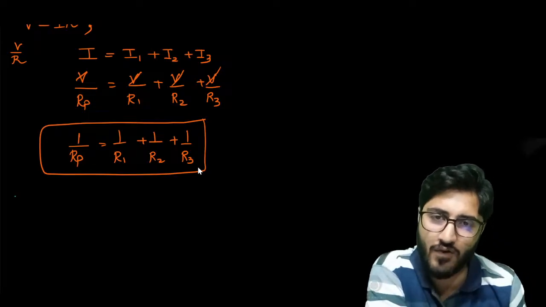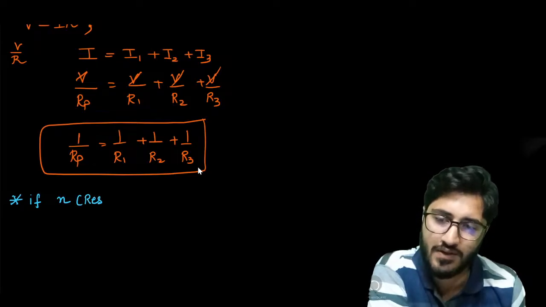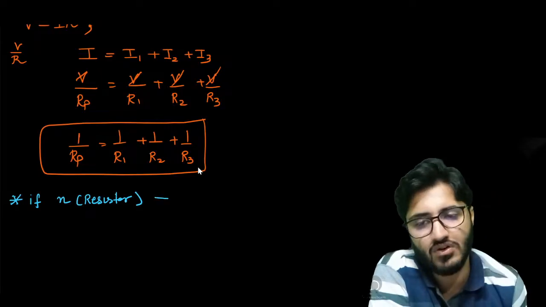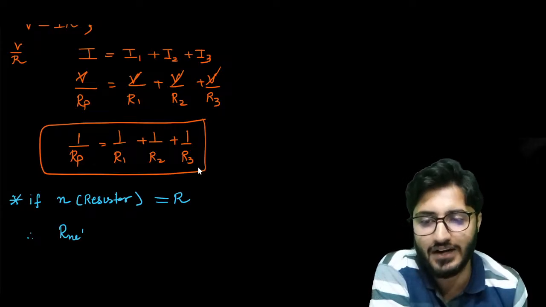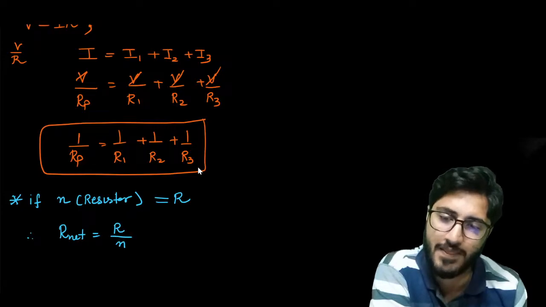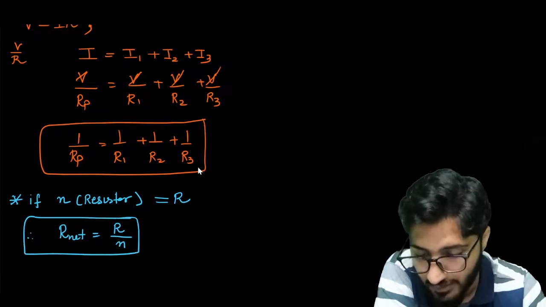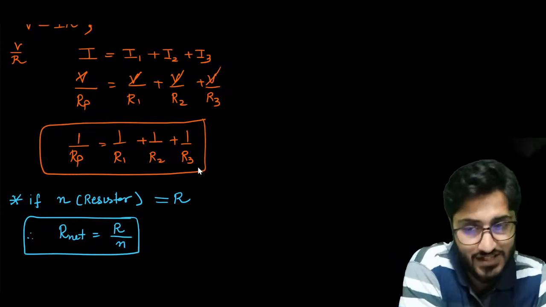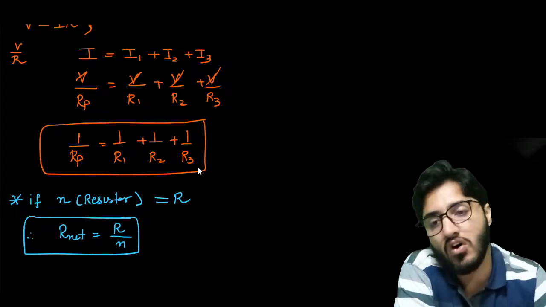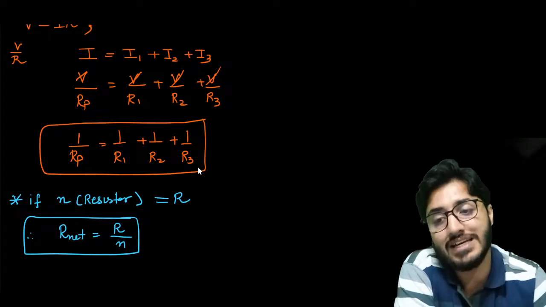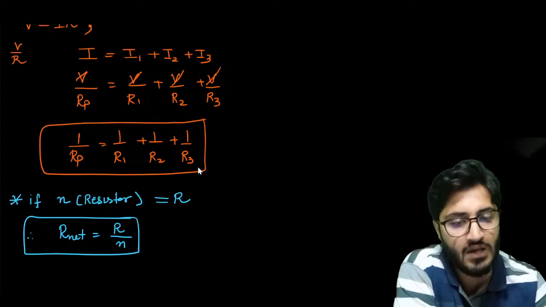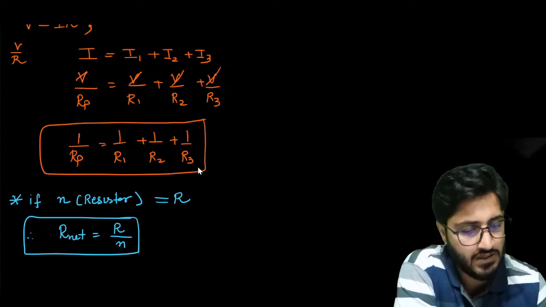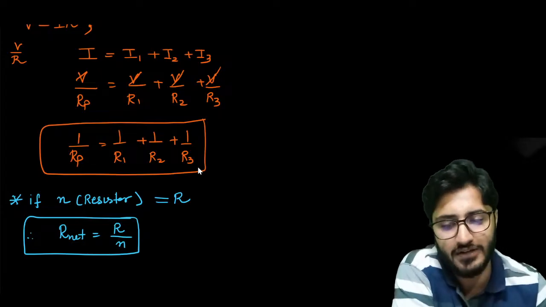If we are having n resistors, each of value R, then my equivalent resistance R net will be equal to R by N. The equivalent resistance of your parallel resistors, if all the resistances have the same value R, will be R by N. But in series combination, it will be N times R. Easy or tough? Easy or tough, beta?